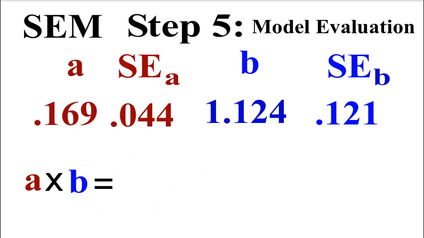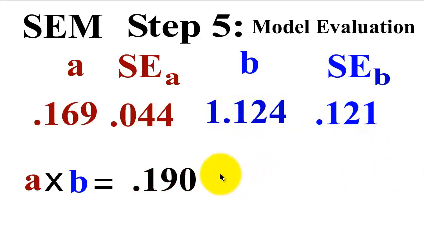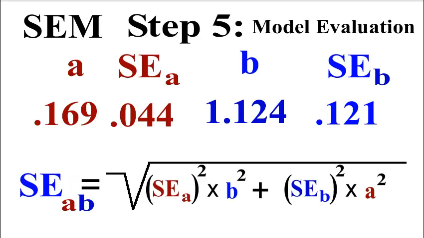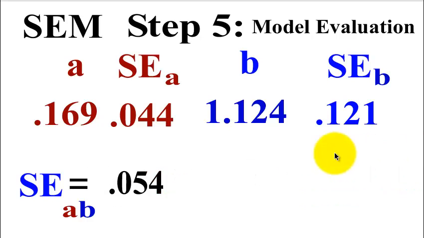So let's do some calculations. A times B is simply going to be 0.169 times 1.124, and so on. So the product is 0.190. That was easy. Here comes the hard one. We substitute these values into the unknowns in the formula, and it looks like this. We went ahead and just calculated it out, since we don't want to drag this on forever. We got a standard error of the shared AB regressions of 0.054.